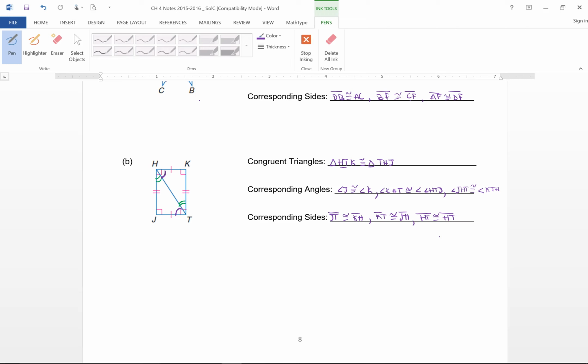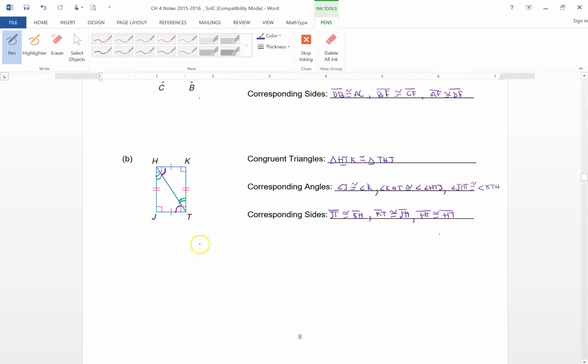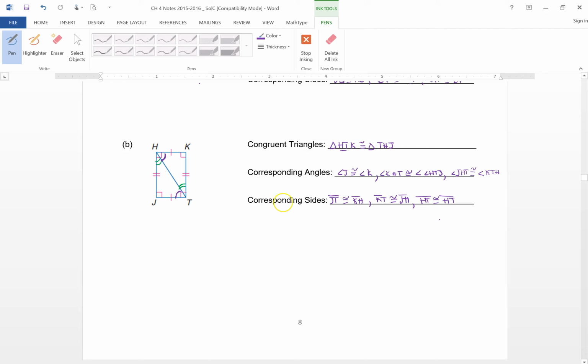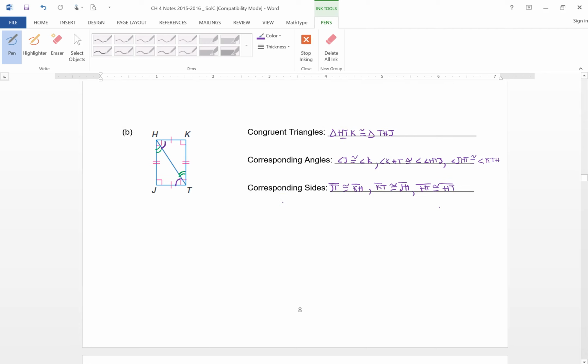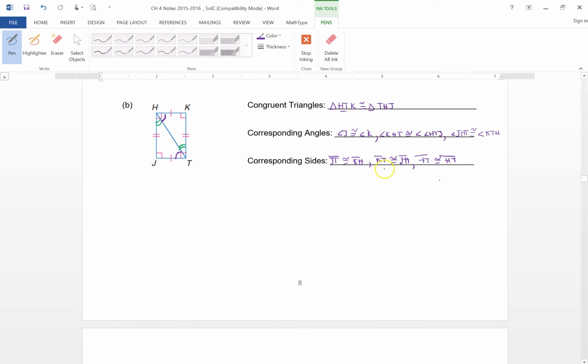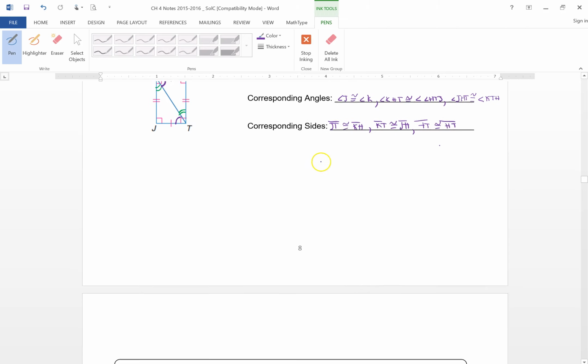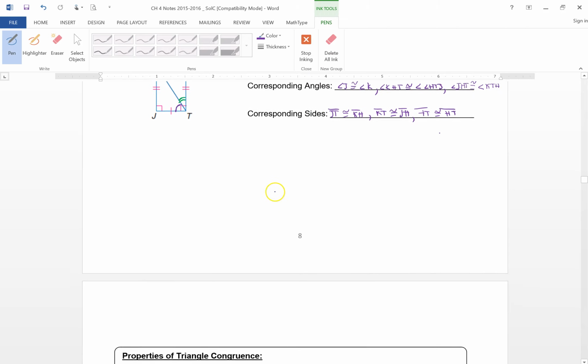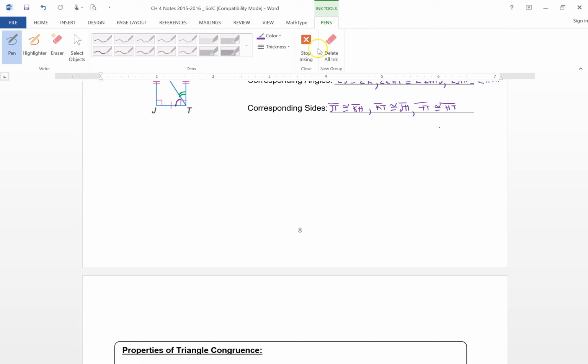Okay? All right, so let's do a couple more here. HT. Moving on. Properties of triangle congruence.